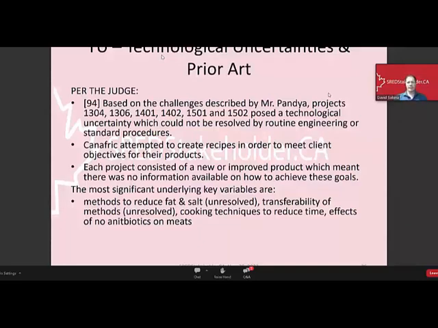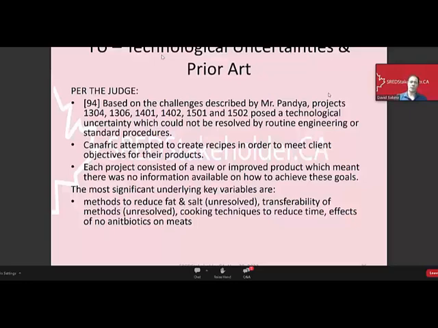So, jumping kind of to the end, the judge felt that there was technological uncertainty at the end of the year. He said that each project consisted of new improved product where no information was available on how to achieve the goals. Okay, so he kind of shortcutted it, in my opinion, on how this would normally work in the review of this process.